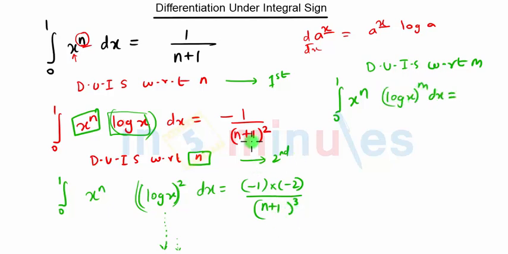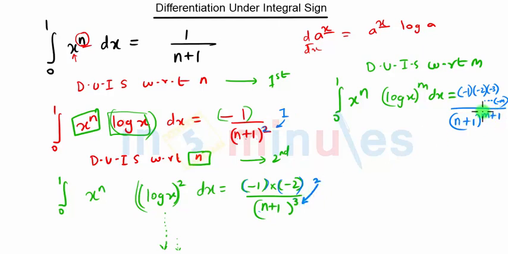When we have taken first DUIS, here we got minus 1. When we took second DUIS, we get minus 1 into minus 2. So when we take mth DUIS, it will be minus 1 into minus 2 into minus 3 up to minus m upon. When we took first DUIS, we have n plus 1 the whole square. When we took second DUIS, we have n plus 1 the whole cube. When we take mth DUIS, we will have n plus 1 the whole raised to m plus 1. Why? Because in first we have 2, in second we have 3, so in mth we will have m plus 1.